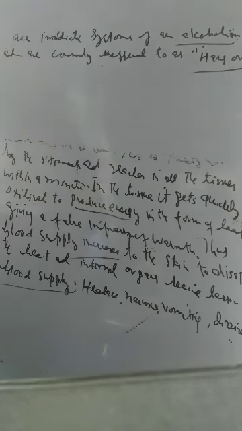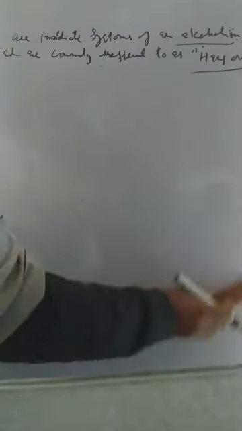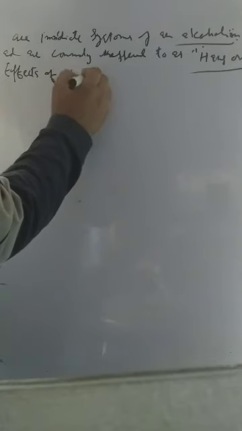Now we write here the effects of alcohol. What are the harmful effects? This was the first alcoholism, and now we write the effects of alcohol. Firstly, effects on the nervous system.